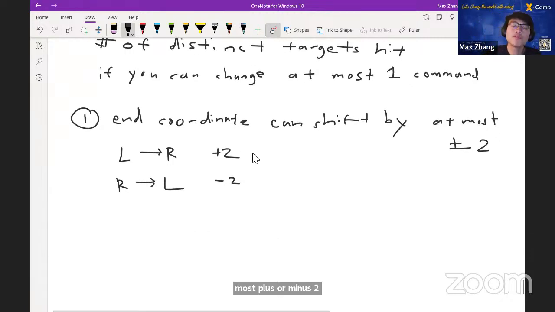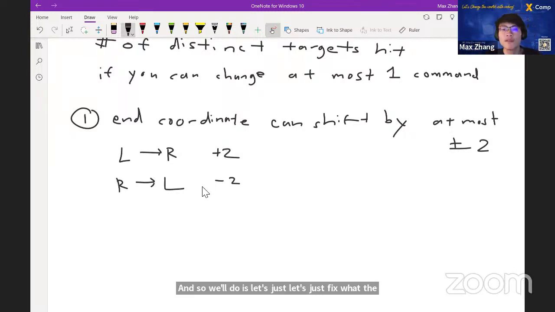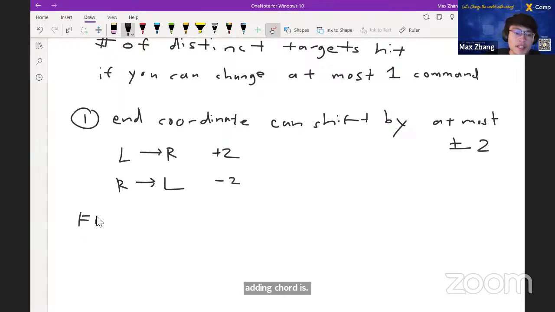And so what we can do is just fix what the ending coordinate is. There are at most 5 options. We'll just run the same algorithm 5 times. So we'll fix the ending coordinate.